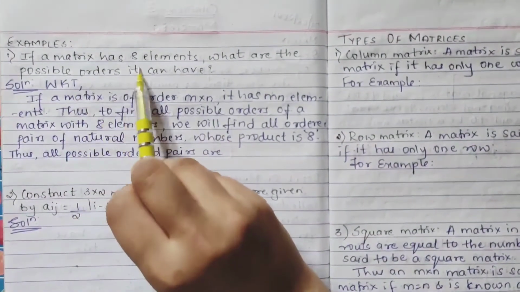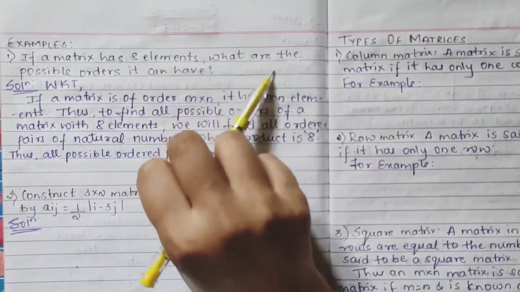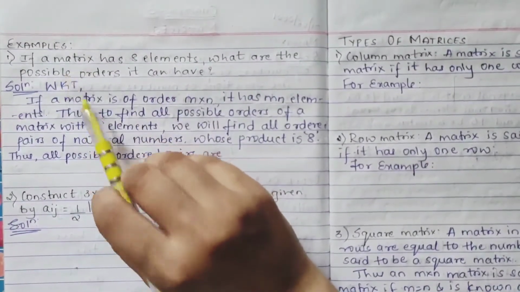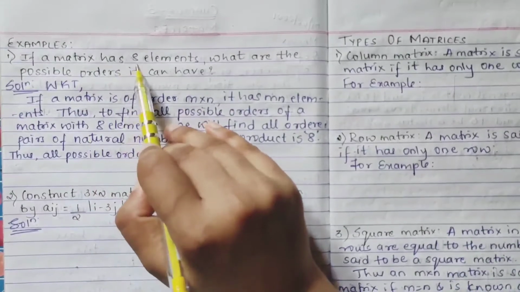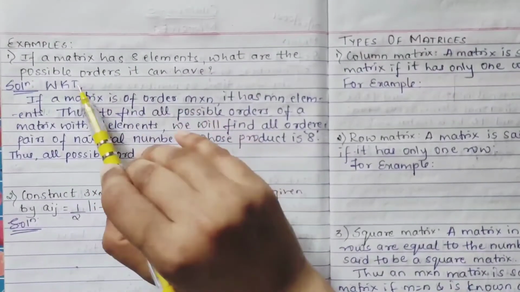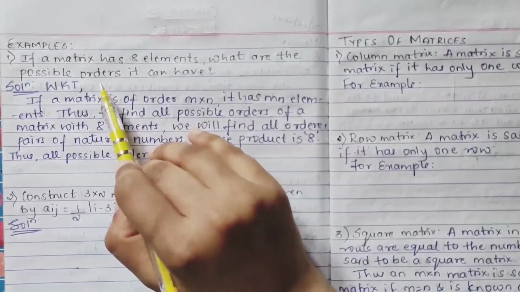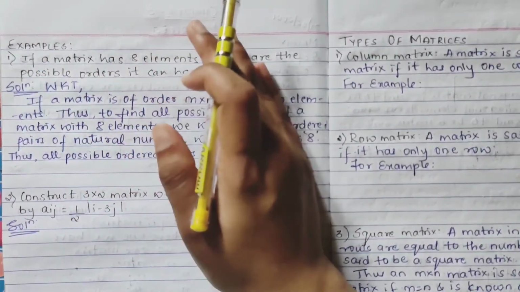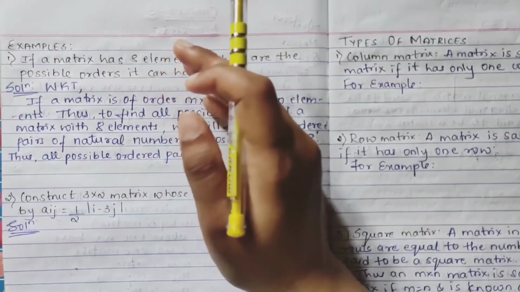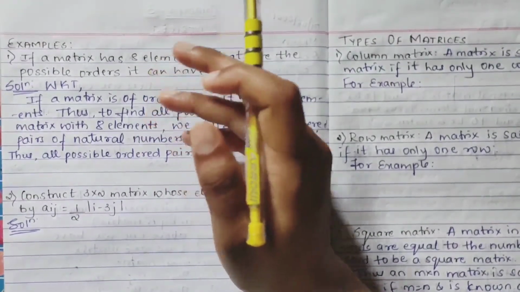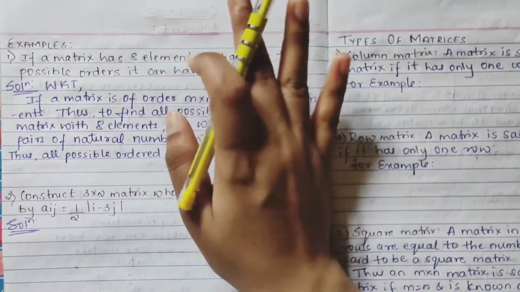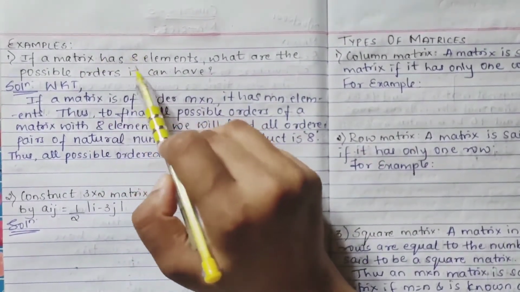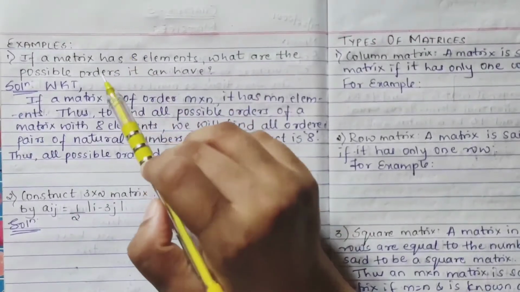If a matrix has 8 elements, what are the possible orders it can have? The question tells us it has 8 elements, and they are asking for the possible orders. The order has not been given, like whether it is 4 cross 1 or 3 cross 4. They are telling you to find the orders by considering only the elements.